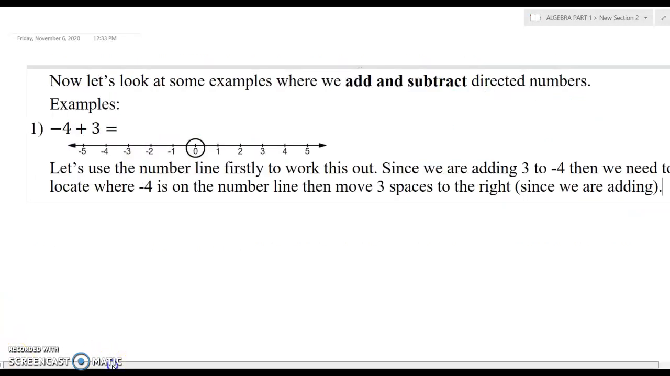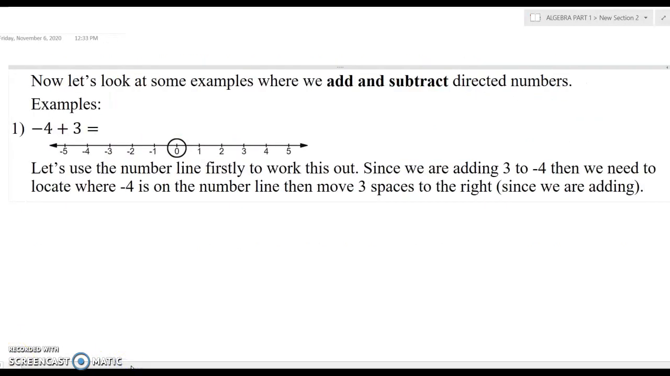Let's look at this particular question here. Negative 4 plus 3. I'm going to show you how to do it using the number line, and then I'm going to show you some little tricks other than that, right? So let's use the number line firstly to work this out.